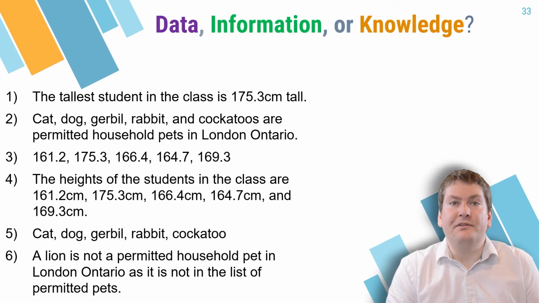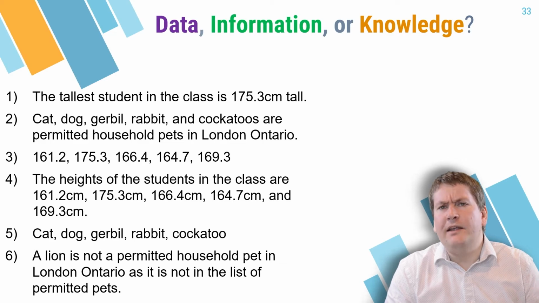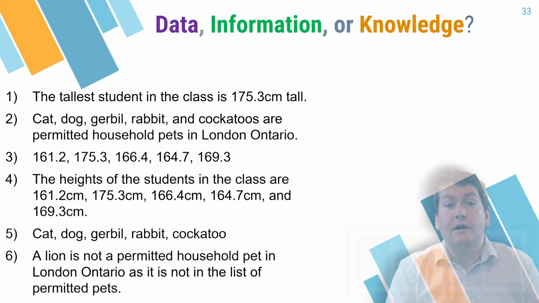Here we have a few examples of data, information, and knowledge, but they are not labeled as such. I would like you to take a few seconds to look over each item, and based on the definitions we just discussed, determine if each item is data, information, or knowledge.